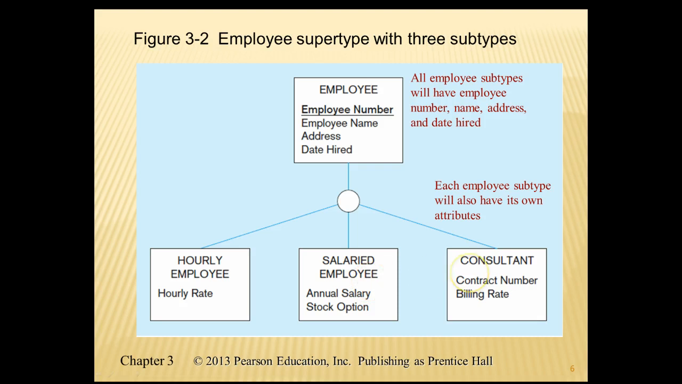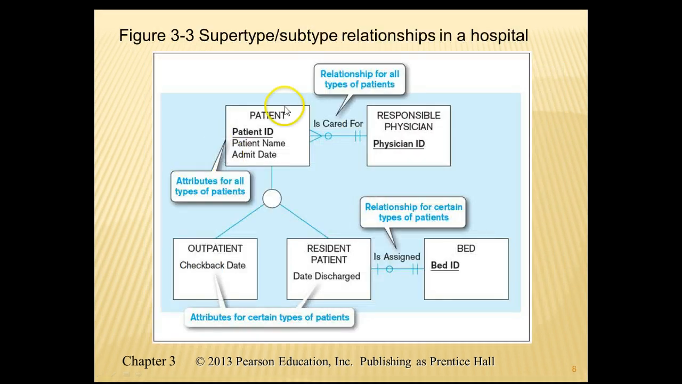Consultant has contract number and billing rate. So I mentioned this a little earlier, it might have been a little premature, but a relationship between one entity and an entity of the supertype is also a relationship to all of these subtypes.